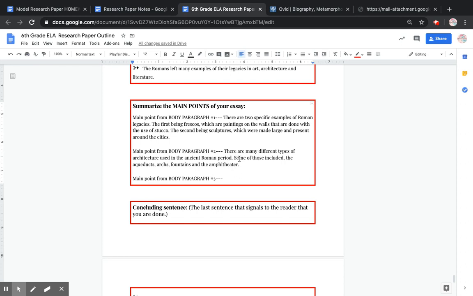All right. So there are many different types of architecture used in the ancient Roman period. Some of those included the aqueducts, arches, fountains, and amphitheaters. Now remember, I don't have to write what the aqueducts, arches, fountains, and amphitheaters all are. I did that with the frescoes and the sculptures, just as a reminder, but it's not so many of them, and I'm only going to do that to these ones here.